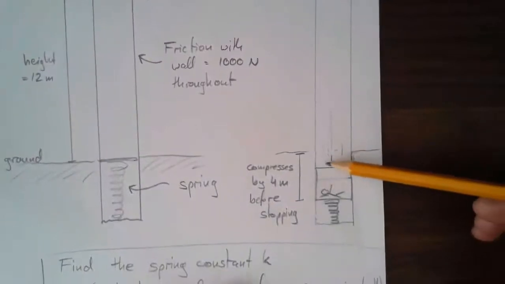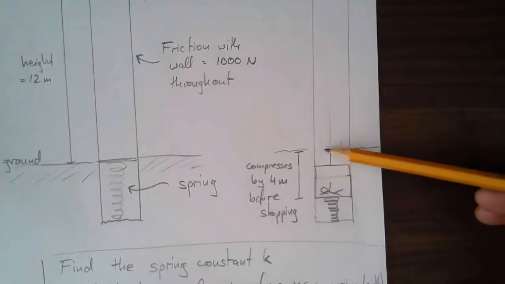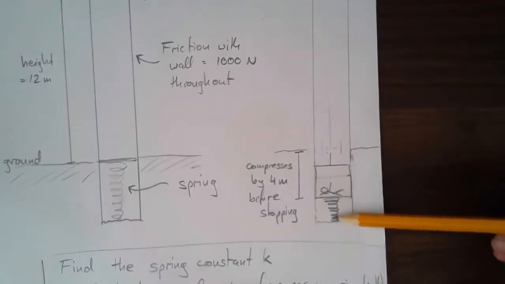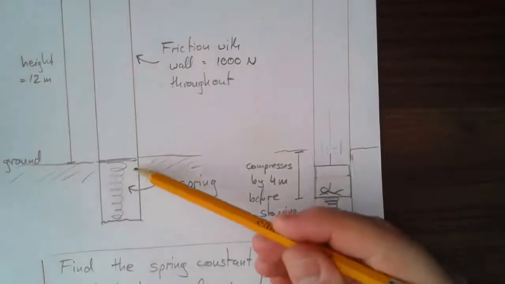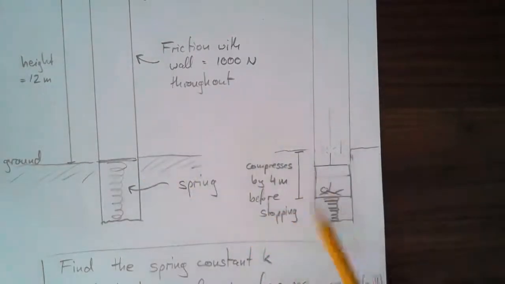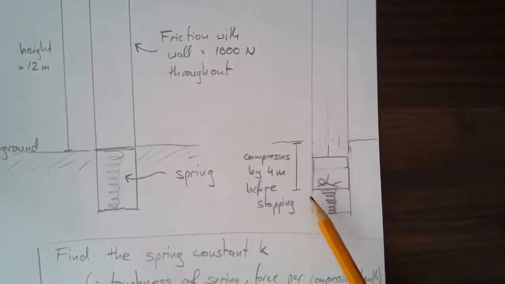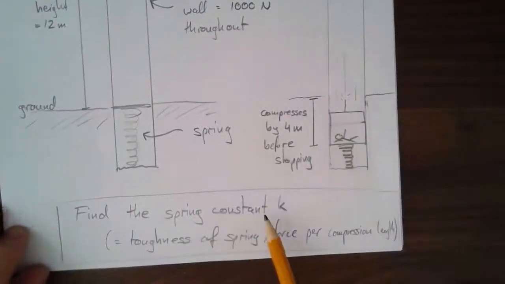So here I've drawn it at the very lowest point. The elevator has fallen. Here's the ground level, but below ground it keeps going down till the spring is the most squished, most compressed. And let's pretend that this is 4 meters below ground level. So this spring is compressed by 4 meters at the lowest point. Our task, from the data given here, is to figure out what the spring constant is.